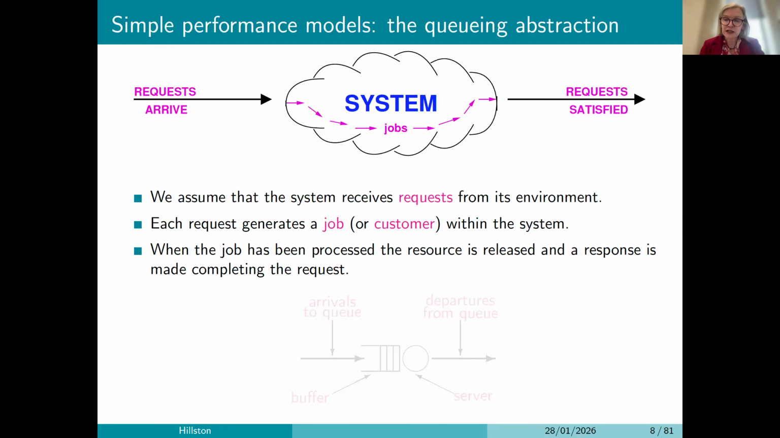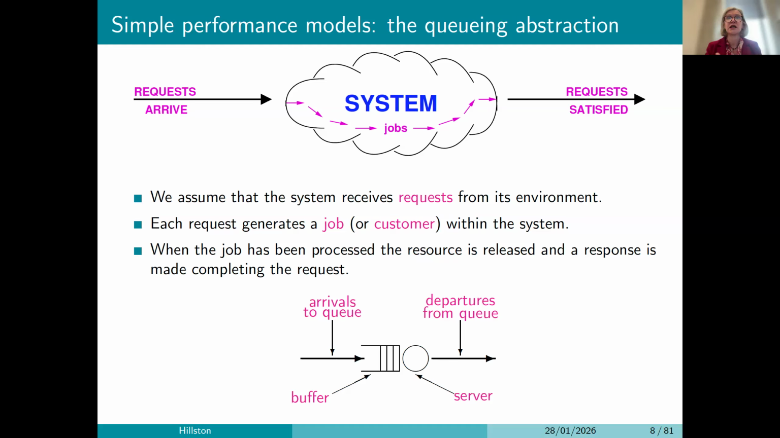So classically, performance modelling has been done for over a century now. It was introduced by Erlang, looking at telephone exchange networks back in the early 20th century. And it was often based on this queuing abstraction. So the idea that requests arrive to the system where they're translated into jobs, and then when they're satisfied, they leave the system. And while the job is being processed, it holds the resource and then releases it when it's finished.